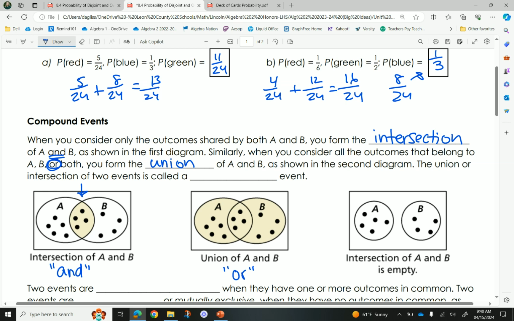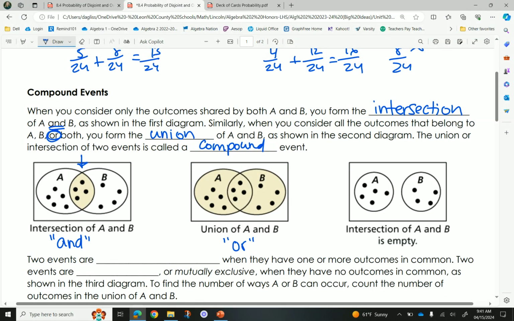The union or intersection of two events, or these two things, they are called a compound event. These are also called overlapping. Two events are overlapping when they have one or more outcomes in common. So that's going to be an intersection or a union. Those are considered overlapping events.